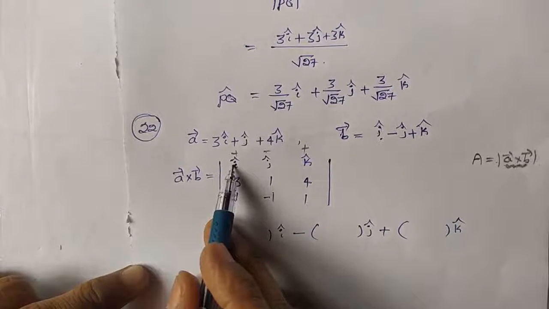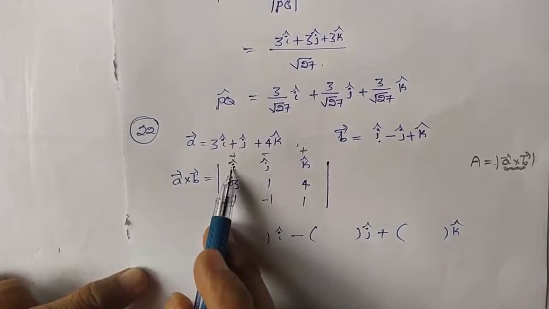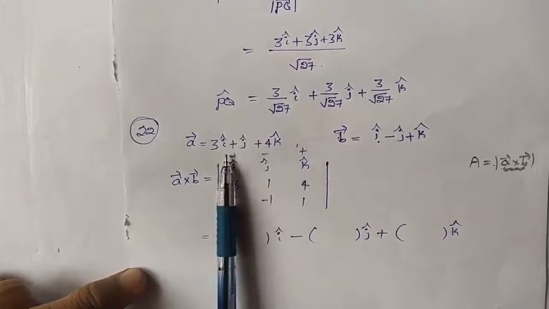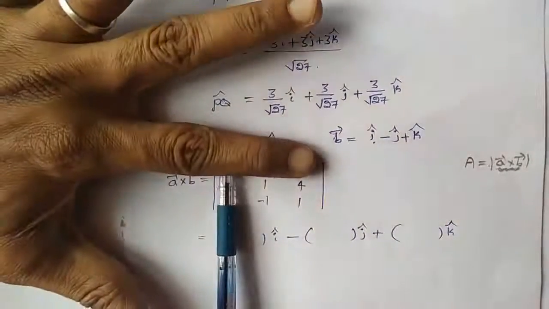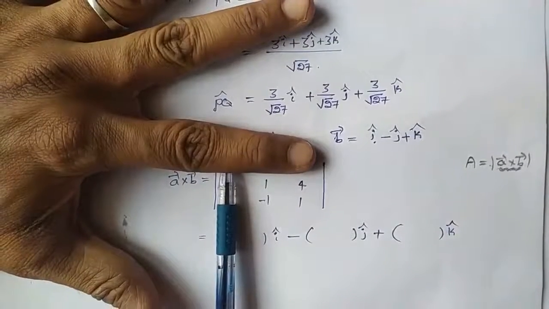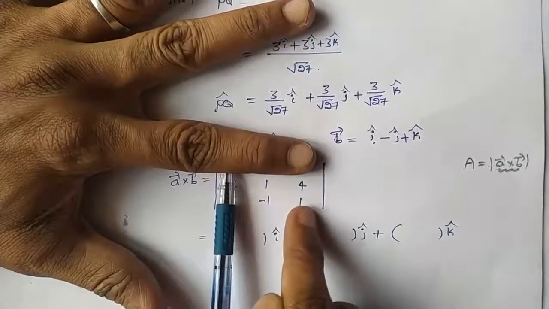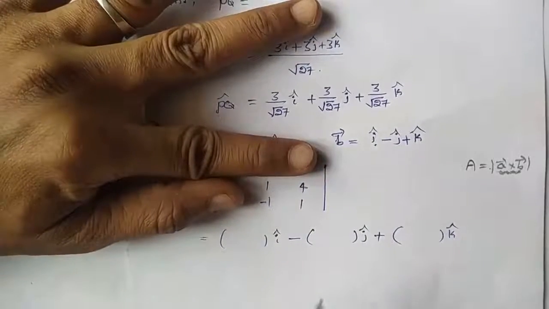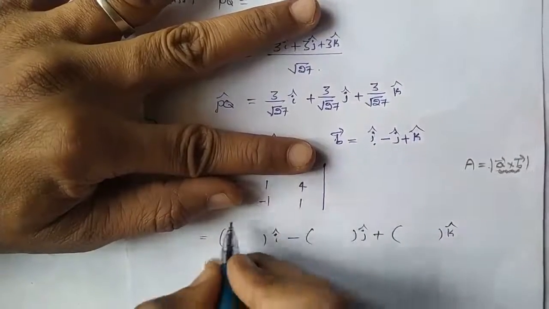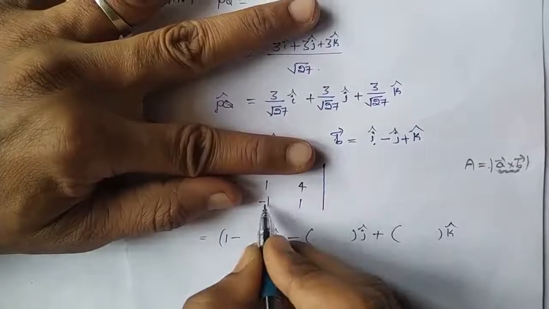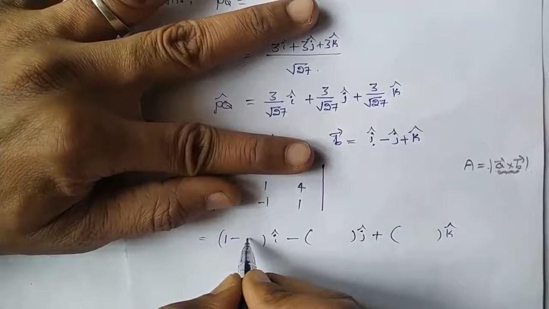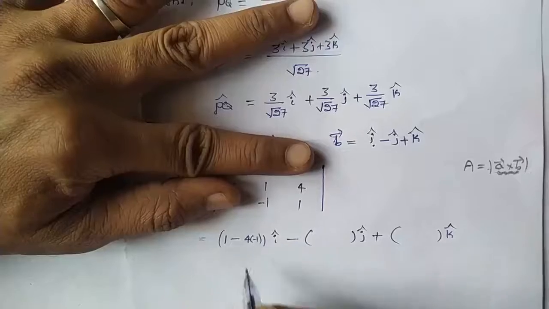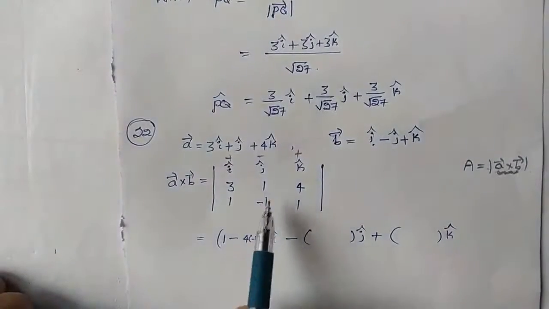Next, for finding the components of I, delete that corresponding row and corresponding column. 1 into 1 is 1, minus of 4 into minus 1 is plus 4. See, 1 into 1 is 1, minus of 4 into minus 1. Next, delete that corresponding row.